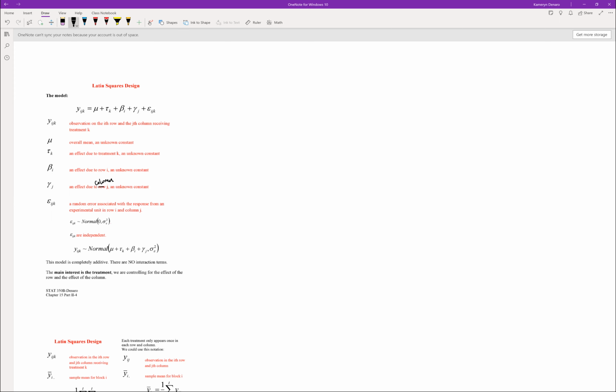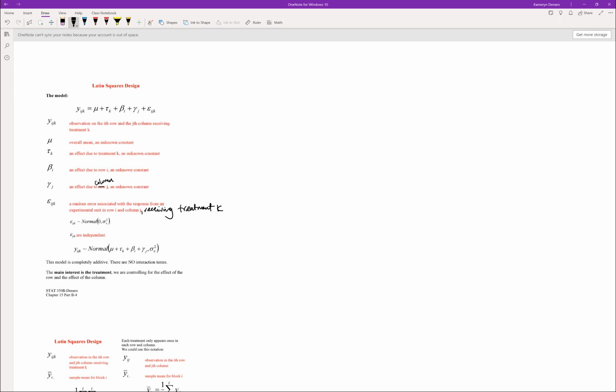That's an unknown constant. And then we have epsilon ijk, which is the random error associated with the response from an experimental unit, or if we're talking about people, the subject, in row i and column j, receiving treatment k. Remember, those epsilon ijk's follow a normal distribution with a mean 0 and a variance sigma squared epsilon. Those epsilon ijk's are independent.